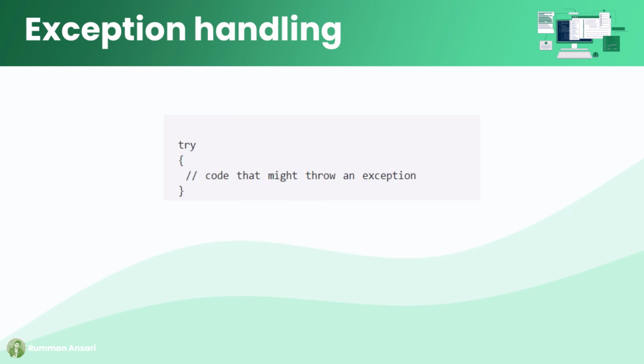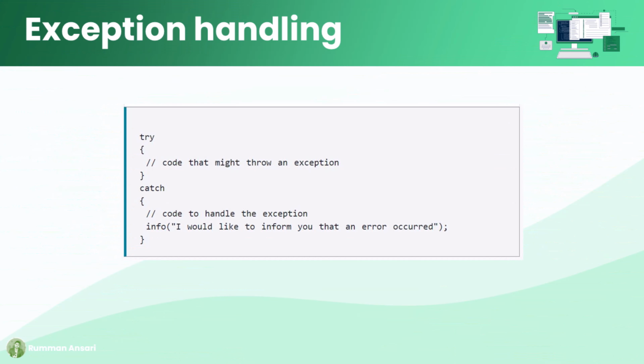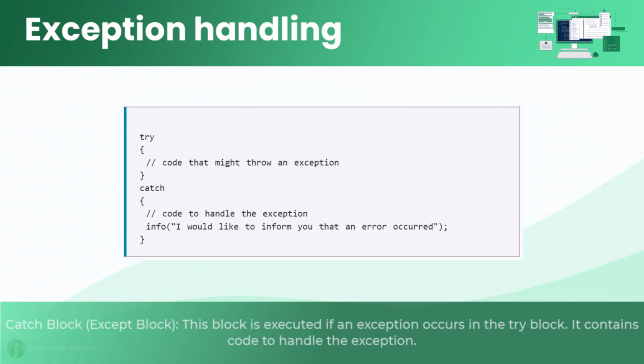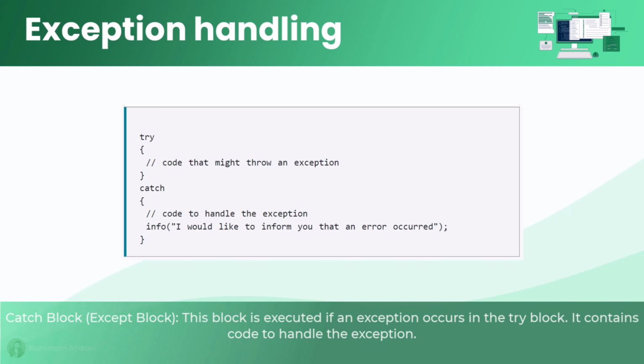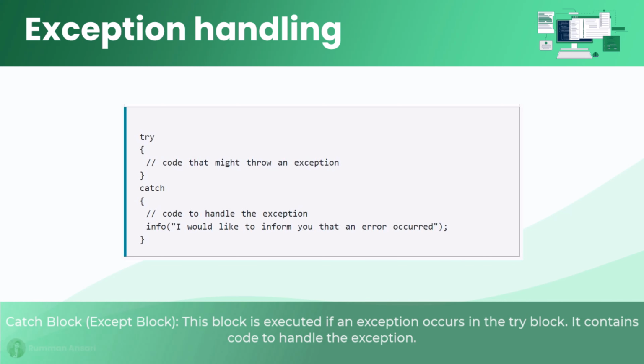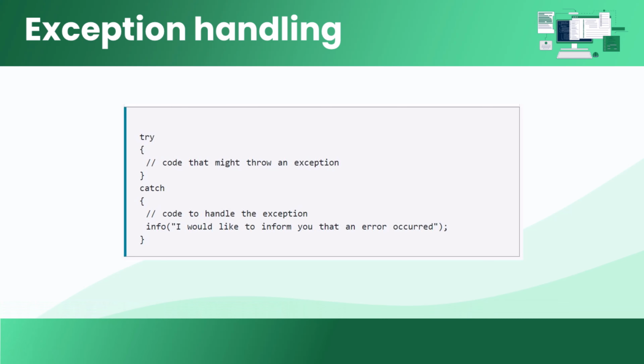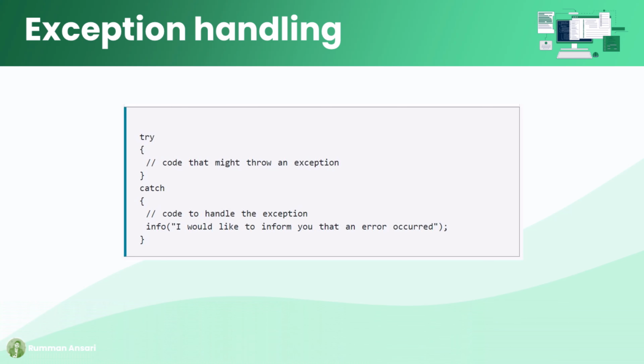Now we'll talk about the catch block or except block. This block is executed if an exception occurs in the try block. It contains the code for handling the exception, so you have to write the code to handle whatever exception happens in the try block.